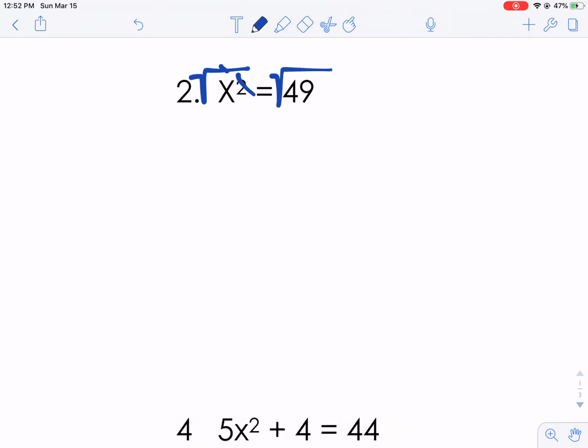The square cancels the square root, so I have an x. And then the square root of 49 is 7, but I am not going to forget that every time I put a square root in the problem that wasn't there, I get a positive and a negative answer. So you could write it with the plus minus in front, or you can list them separately as a positive 7, negative 7. Doesn't matter.